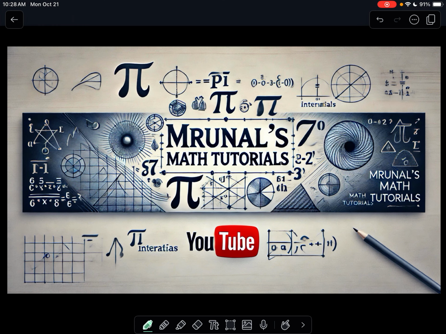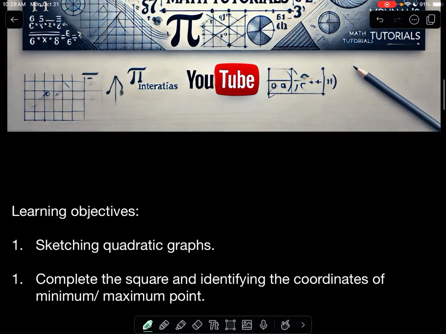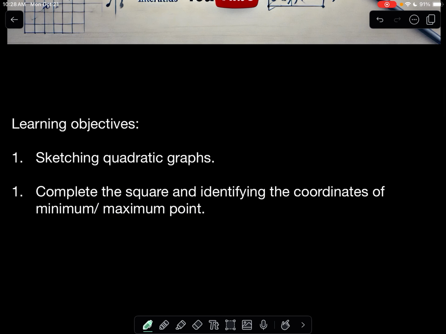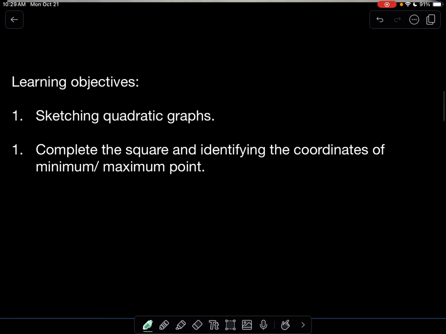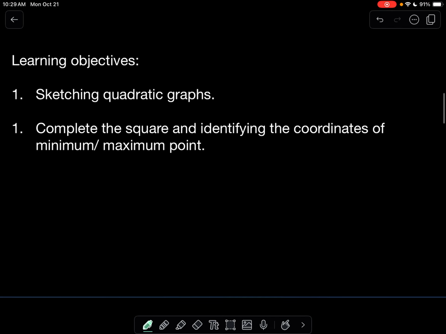Today we're going to look at sketching quadratic graphs. So the learning objectives that we're going to focus on today are sketching quadratic graphs. We're going to do this by factorizing and identifying the x-intercepts, and also we will be looking at completing the square briefly and identifying the coordinates of the minimum or the maximum point. So let us begin with the first question.